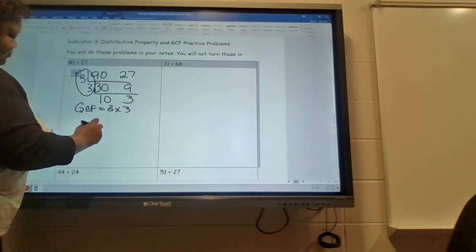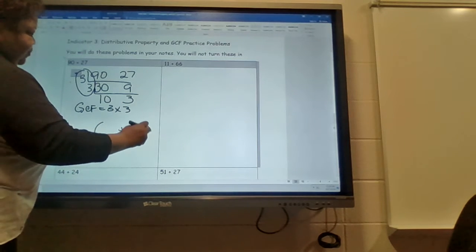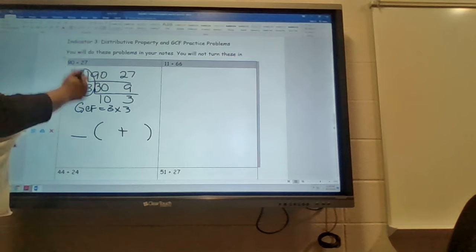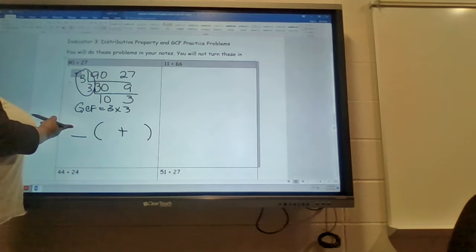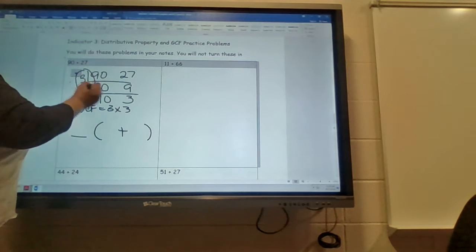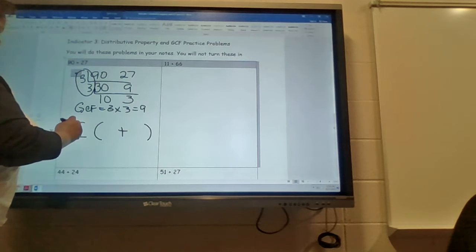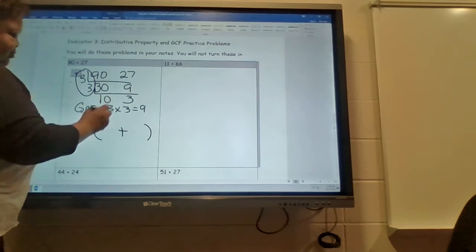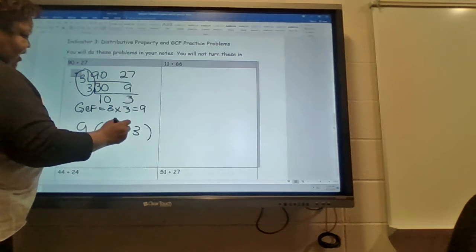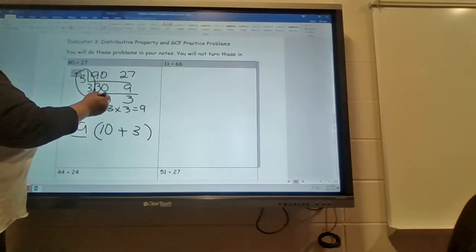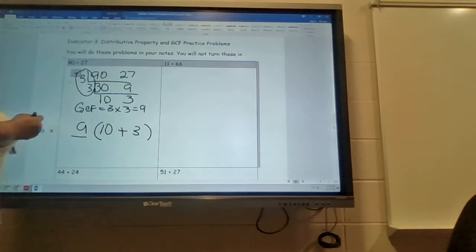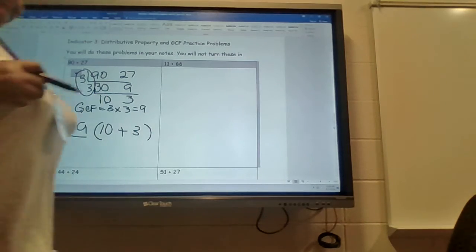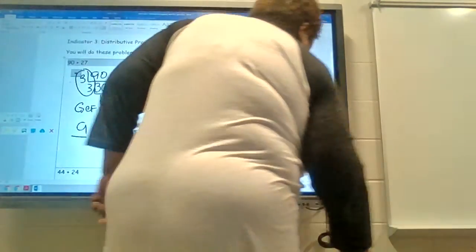And remember, the distributive property over addition is going to look like this. We're going to have a number on the outside and 2 numbers here. The number on the outside is my GCF, which is 9. And then these 2 numbers go inside. Remember, we keep going down till we get to something that's only divisible by 1. So let's look at this one.